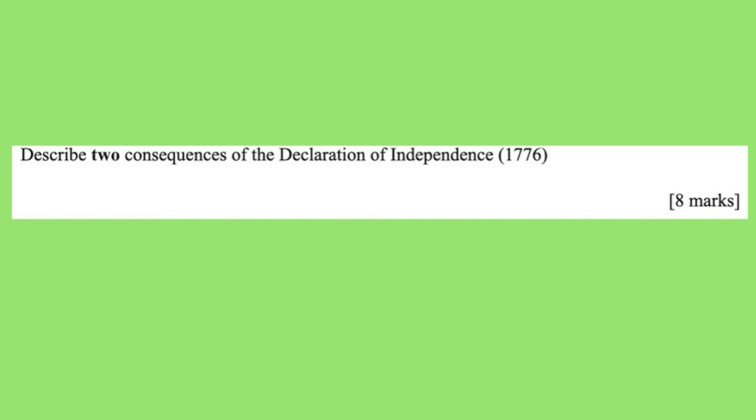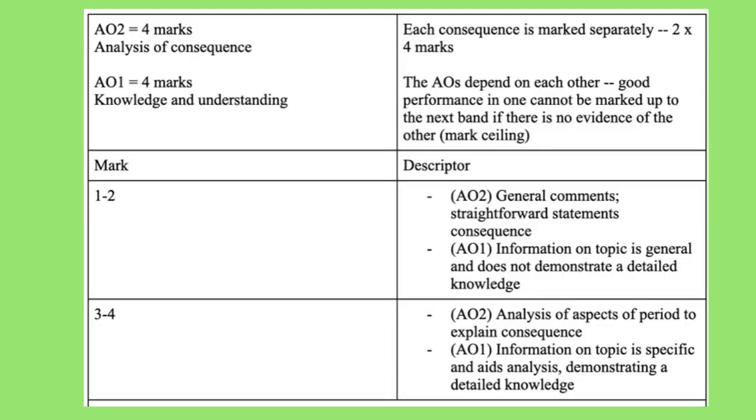Describe two consequences of the Declaration of Independence in 1776. 8 marks. This is the mark scheme for this question, which you can find out about in more detail in the overview video. But we do know that 4 marks are available for AO2, which is your analysis of consequence. So essentially, what happened as a result of the event, and why was it significant?